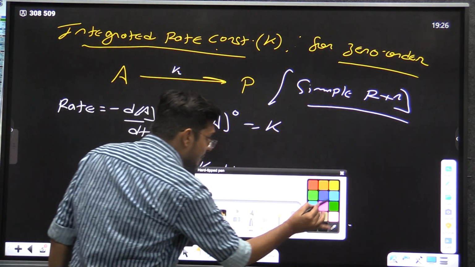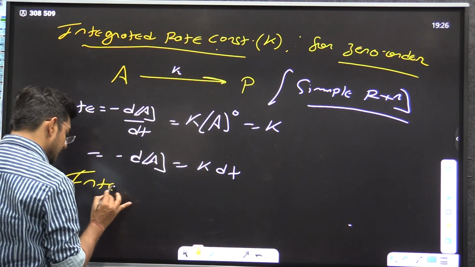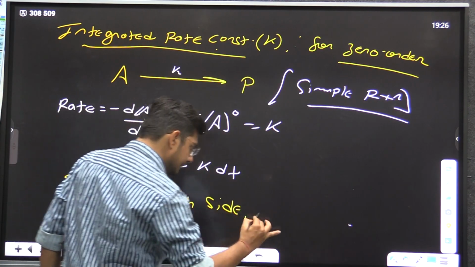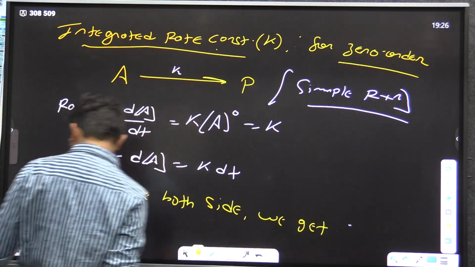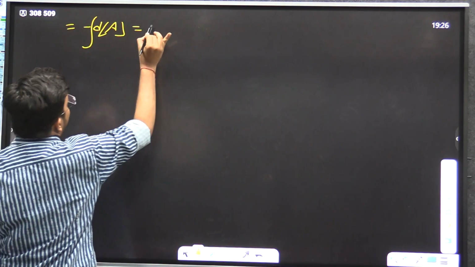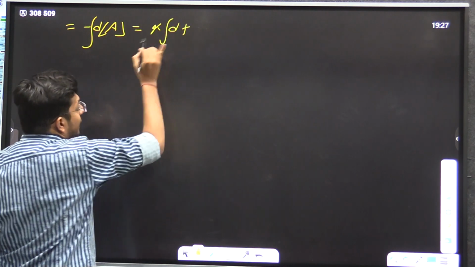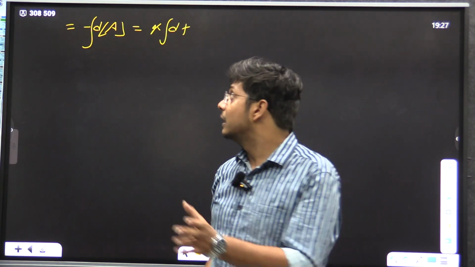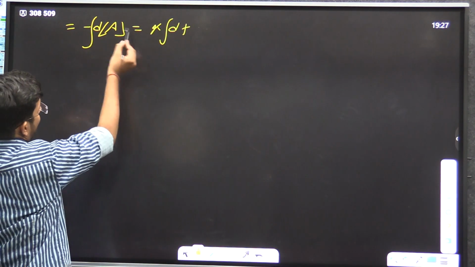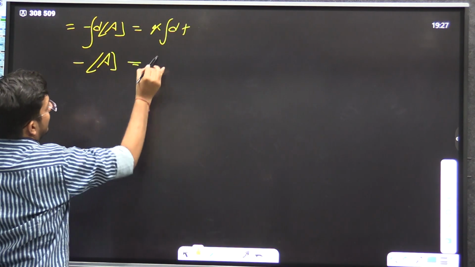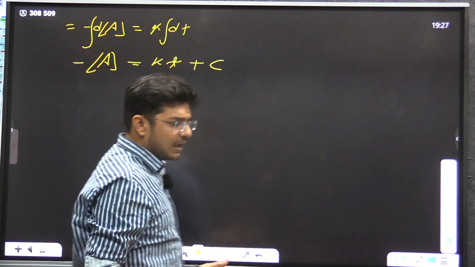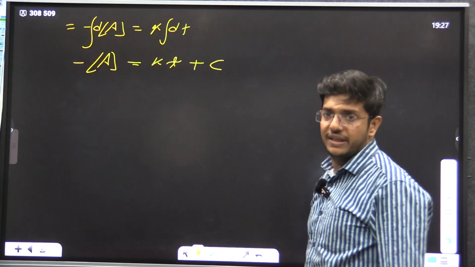Now, if we integrate both sides, what do we get, my dear? We get the integration of minus dA equals K times the integration of dt. We need to integrate this. In general, we know that the integration of dx gives you x. So the integration of dA gives you A, and the integration of dt is t, with some constant C. This is the mathematical expression with a constant C.